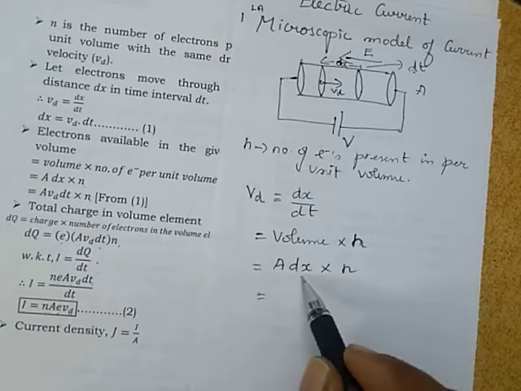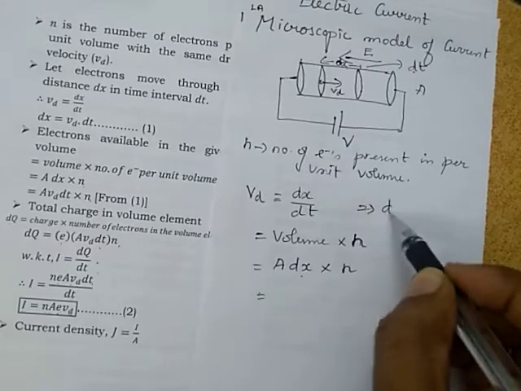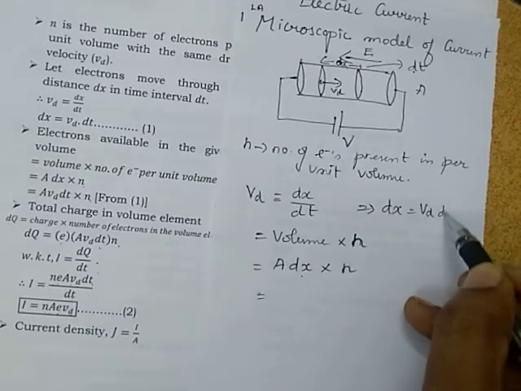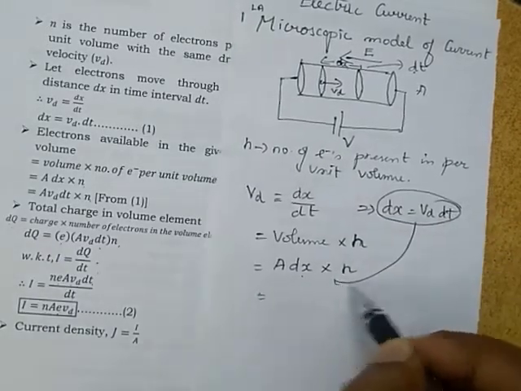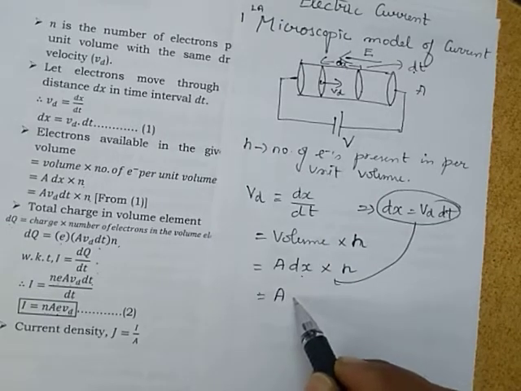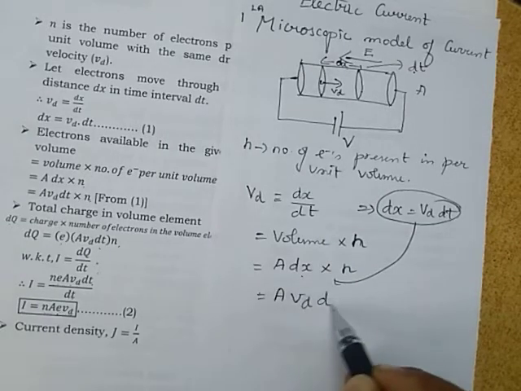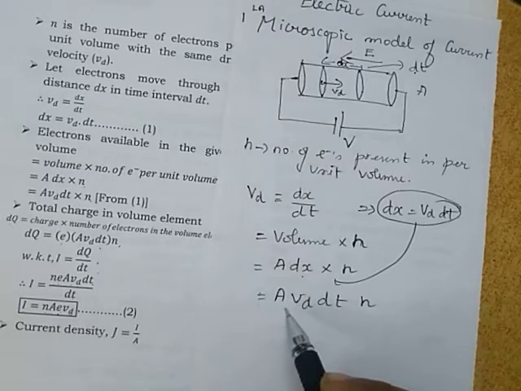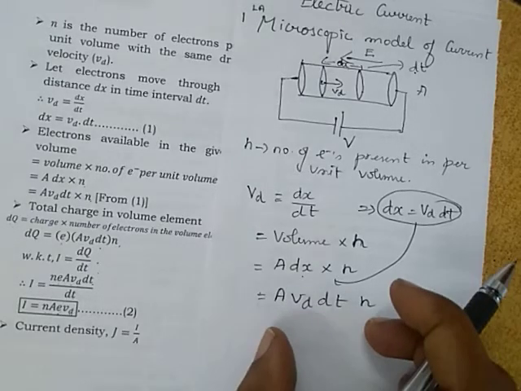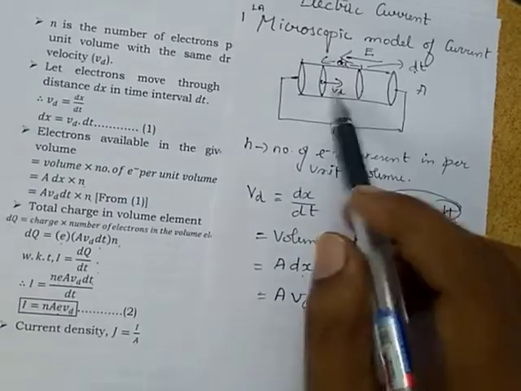Then we need to find dx. Solving this, dx is equal to Vd dt. Substituting in this expression, it becomes A Vd dt into n. This is the total number of electrons present in the volume V.